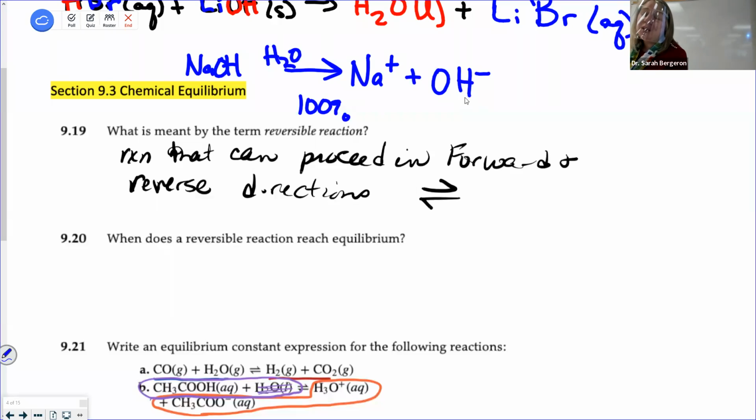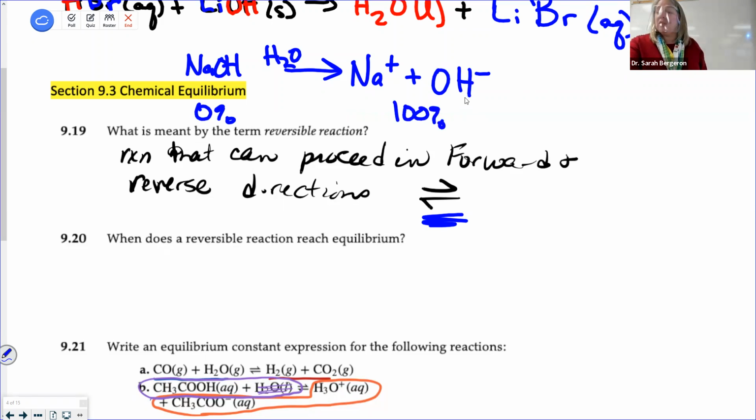But what happens when you see something like this? That forward and reverse arrow. What does that tell you? It doesn't fully disassociate. So when we have a full arrow, that's telling me I have 0% that is NaOH, and 100% that has disassociated into sodium ions and hydroxide ions, right? But if I have this double-sided arrow, maybe I have 50% as the reactant and 50% as the product. That's a possibility, right? But what else is a possibility? Everything else. 1% and 99%, right?